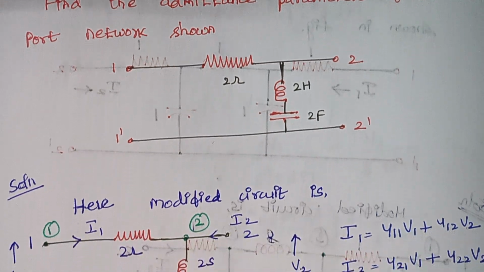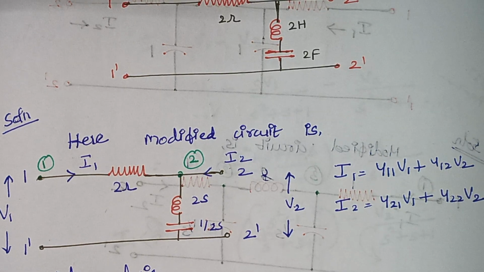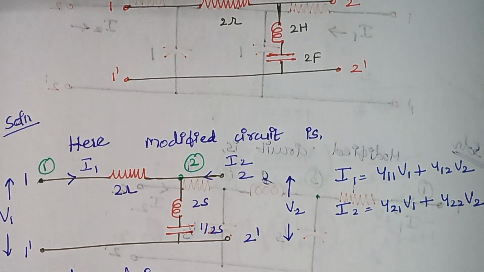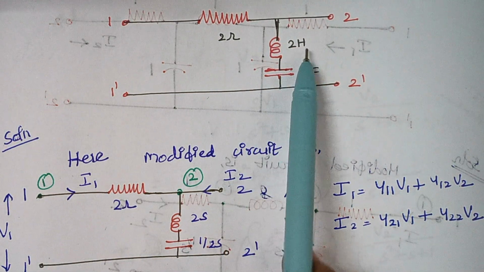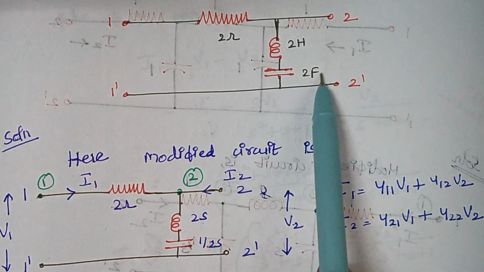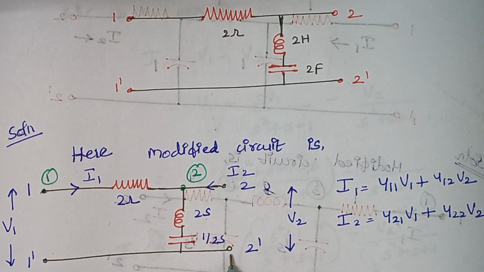So here, you see, the modified circuit is nothing but, here we are having an inductor, so the value is replaced by 2s, and in the place of the capacitor it is 1 by 2s. It is always mandatory to do this.